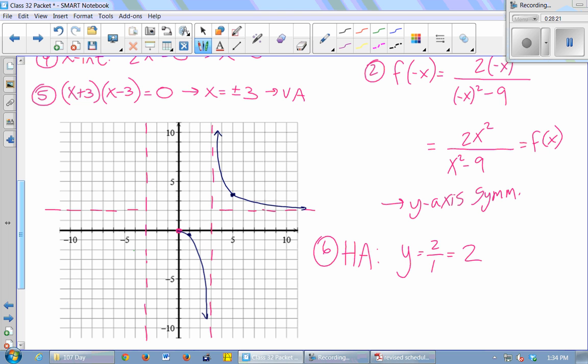And I don't have to do any more test points because I know I have symmetry. So I can just copy the right side, mirror it on the left side of the axis. So this is going to go like this. And then I'm going to have -5, somewhere between 3 and 4, and approaching the asymptotes. So there's my graph.